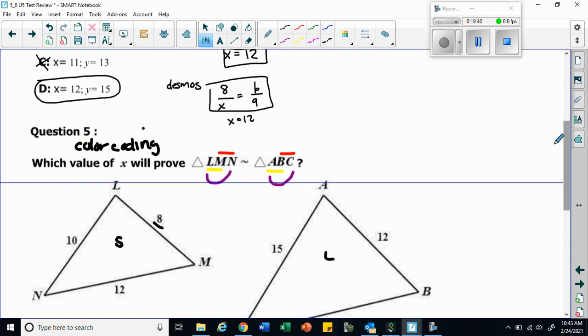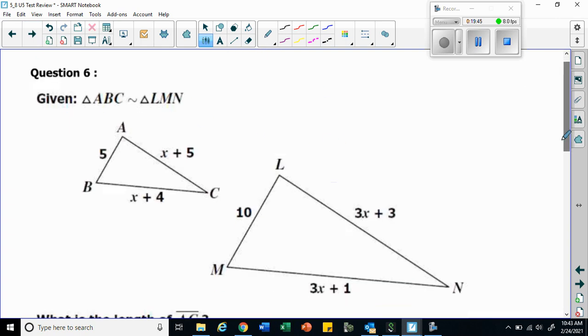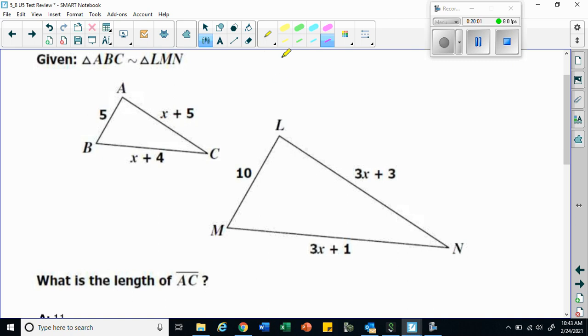Okay, all right, so let's go on to question number 6. Question number 6 reads, given that triangle ABC is similar to triangle LMN, what is the length of AC? So they want us to find the length. I'm going to highlight this so you guys can see. They want us to find the length of AC, meaning they want us to solve for X, then plug it in.